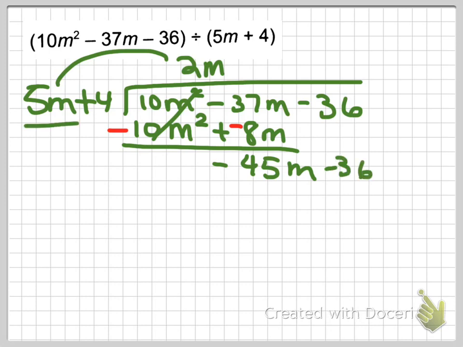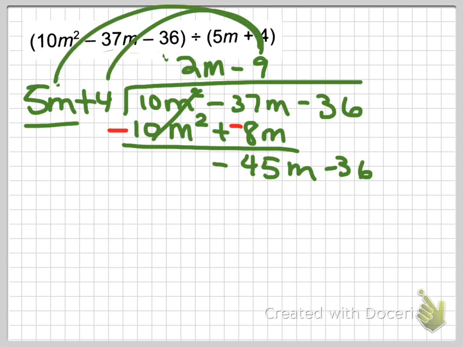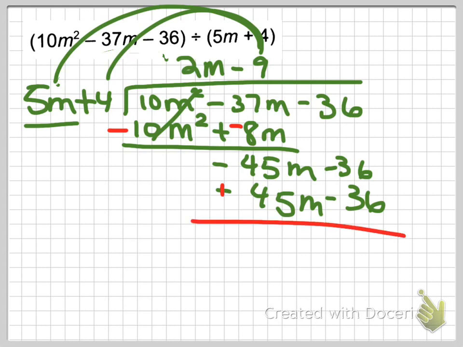How many times does 5m go into negative 45m? Negative 9. So we're going to take that negative 9 times 4, and it'll be negative 36, and then negative 45m. Change the signs here. This is a negative already, so they'll become positives, and they become 0. All right. So our answer is 2m minus 9.